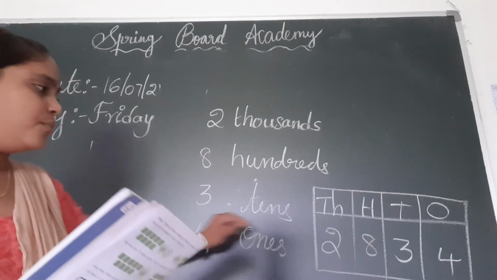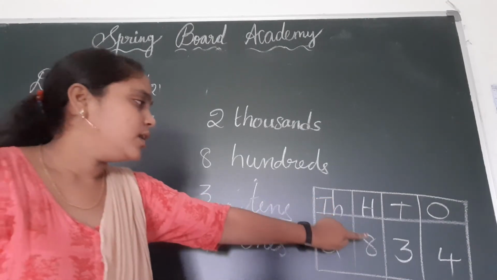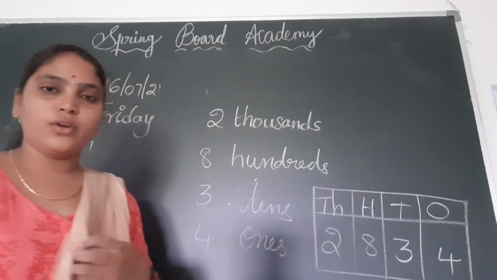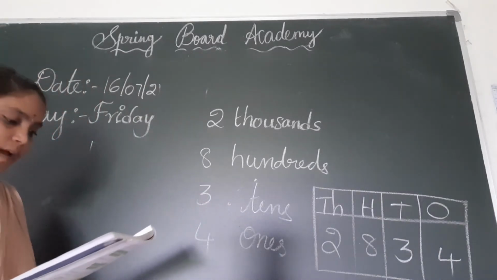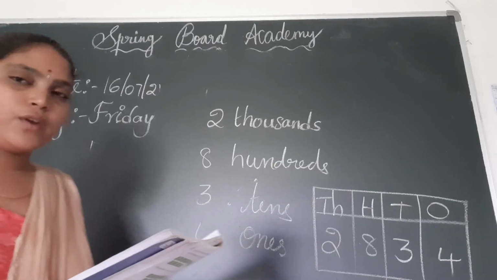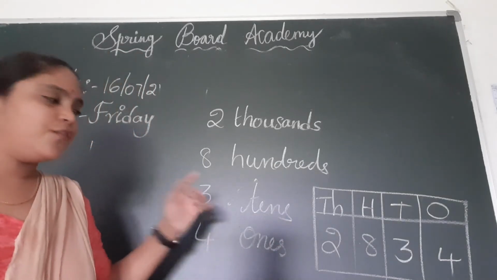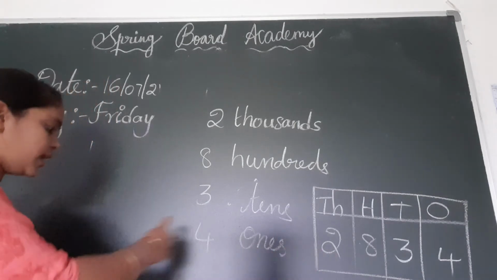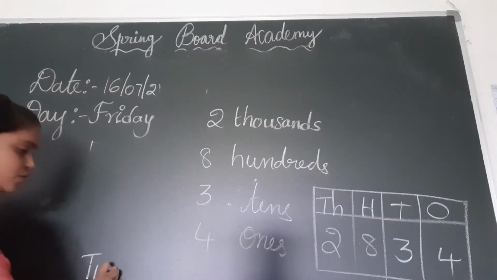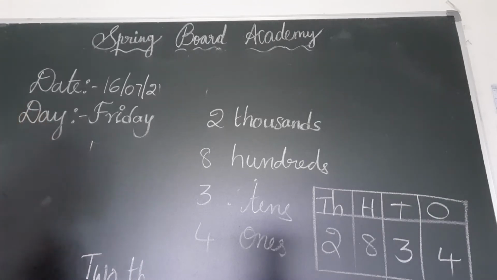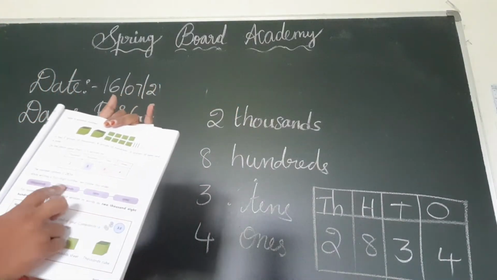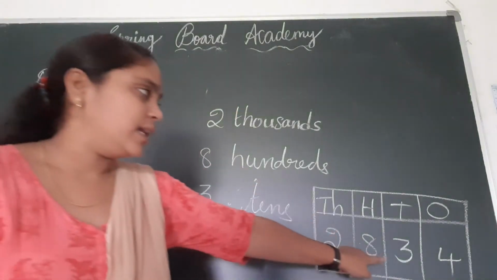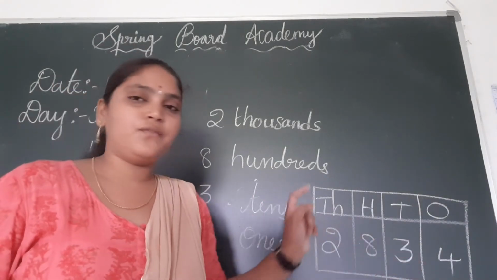So the number formed is 2834. So while writing a 4-digit number, we follow this order. First we have to write the thousands place, 2000, then hundreds, 800, then tens, 30, and then ones, 4.